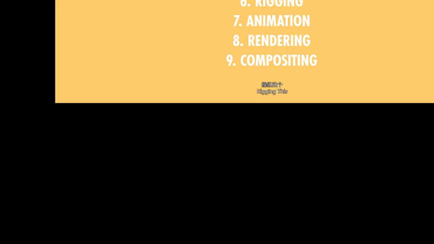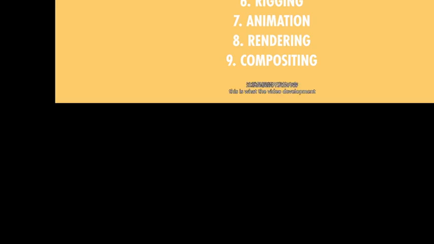Rigging. This stage does not always fall into the workflow, but if you have a character, then you cannot avoid it. Animation. The next step is to animate the scene and objects. Rendering. In this stage, we create the final picture or video sequence. Compositing. Post-processing, rendering, compositing, exporting the final video into After Effects.